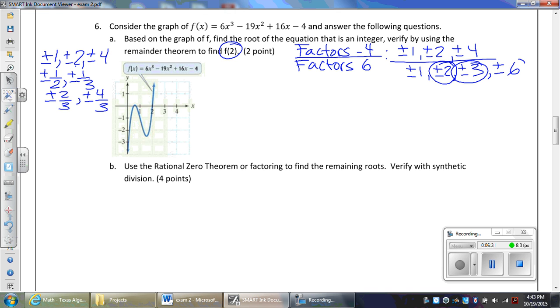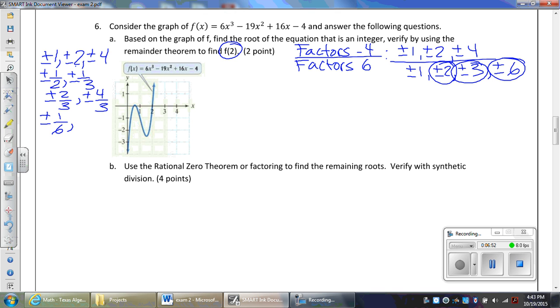Now if you divide by 6, it will be plus minus 1/6, plus minus 2/6, but 2/6 reduces to 1/3. We already have it. And then 4/6 reduces to 2/3. We already have it. So those are our combinations.